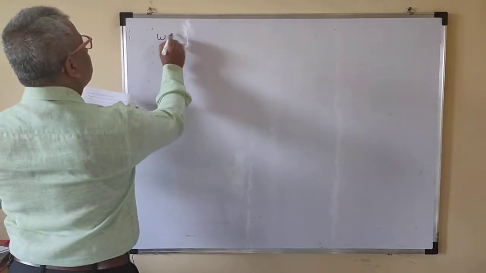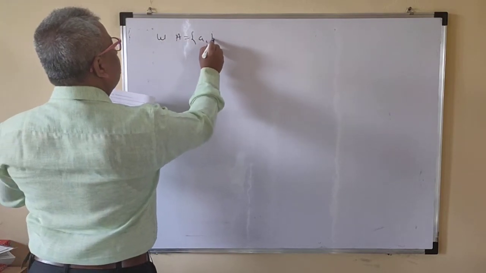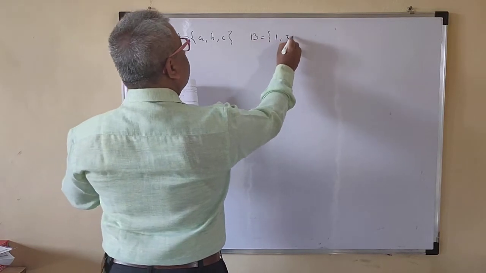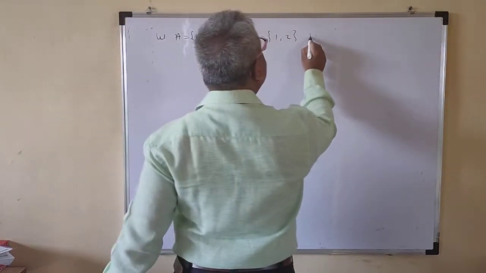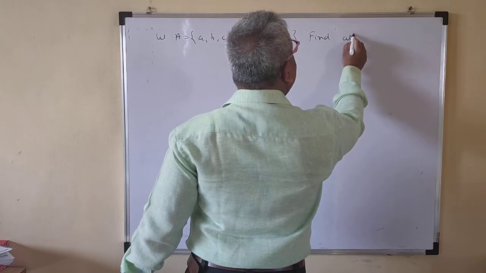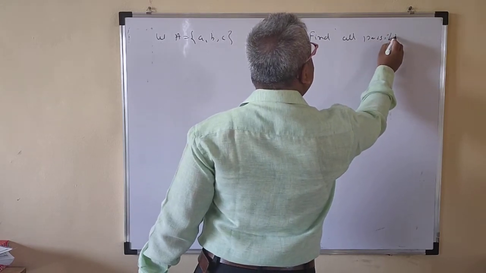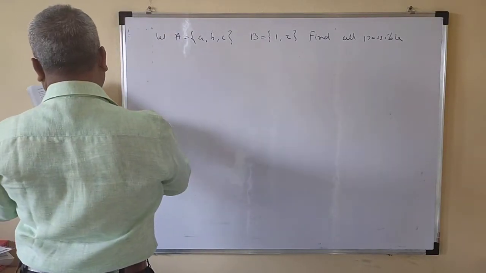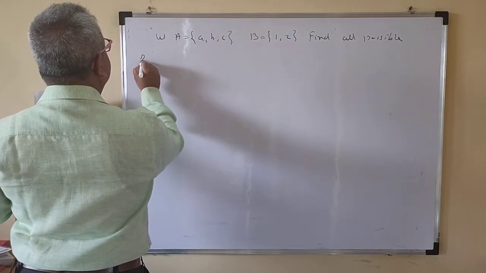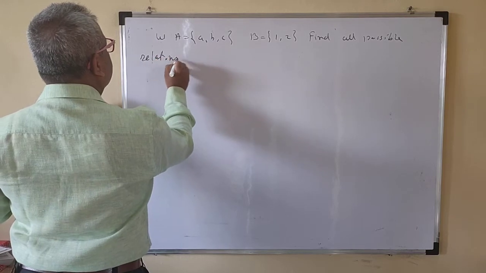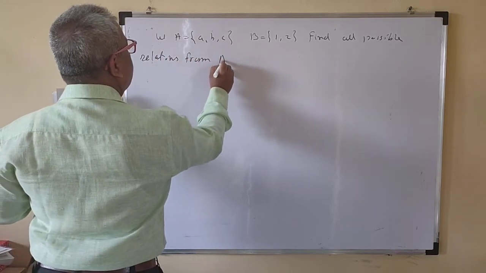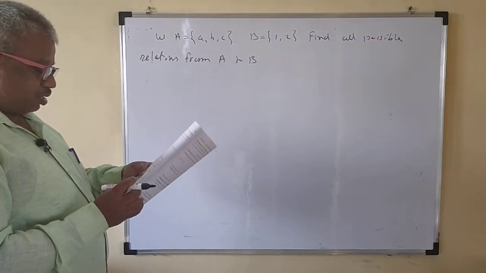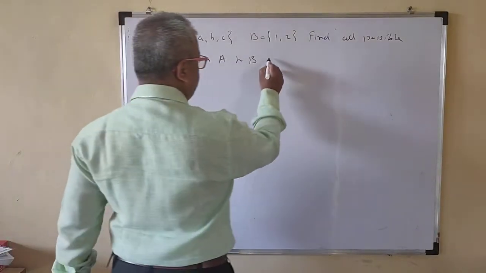Let A be equal to {a, b, c} and B be equal to {1, 2}. Find all possible relations from A to B. Now this is very important: A to B or B to A. This is very important. A to B, which are functions?